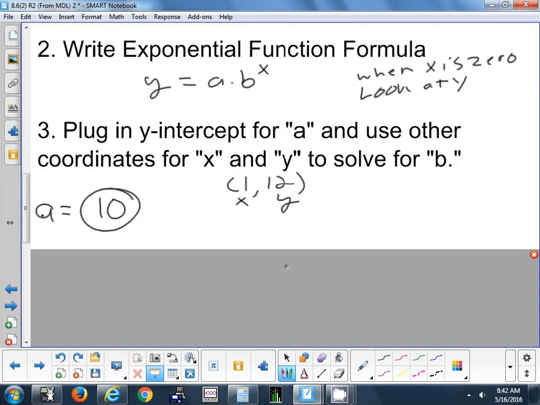What's y from what I just wrote down? 12. So I'm going to fill that in right there. What's a? a is 10. So I'm going to fill that in right there. b, I don't know. That's what I'm going to solve for. I'm solving for b.